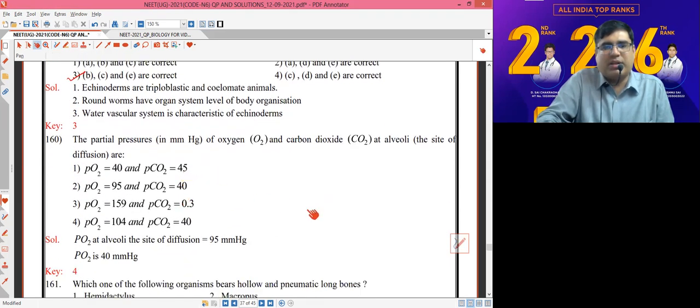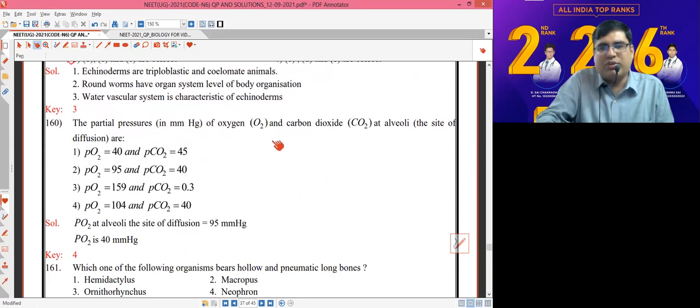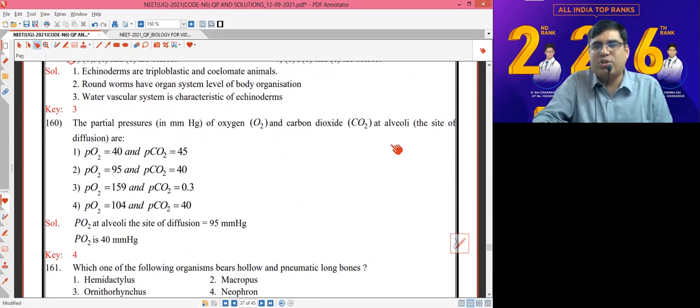The partial pressure in millimeter of Hg of oxygen and carbon dioxide, CO2, at the alveoli, the site of diffusion, are: we know already PO2 at the alveoli, the site of diffusion, is 95 mmHg.